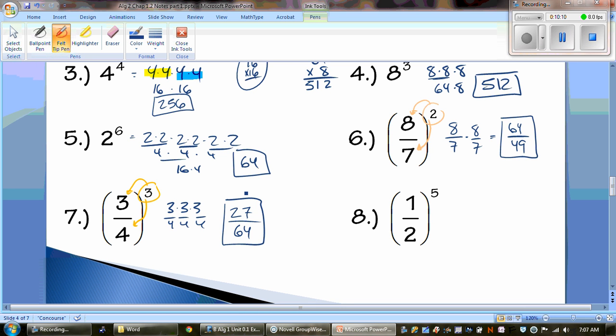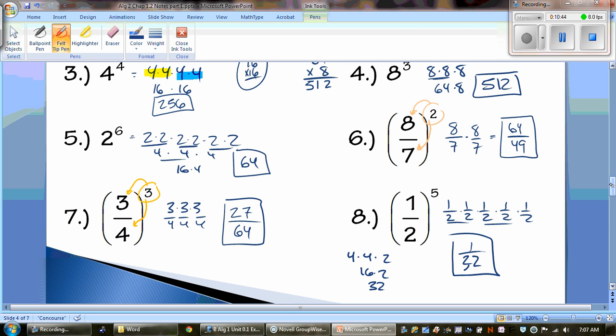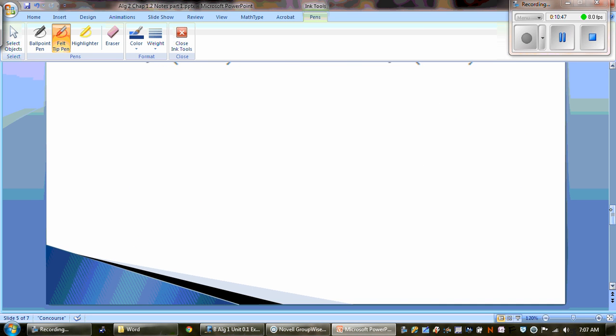All right, and number 8, if you wanted to write it out the long way, it'd be 1 times 2, 1, 2, 3, 4, 5. Well, I'll tell you what the top is. Well, what's the bottom? Well, if you want to, bring them up. 2 times 2 is 4. 2 times 2 is 4. And then we got the 2. 4 times 4 is 16. And 16 times 2 is 32. All right, let's move on to the next slide.